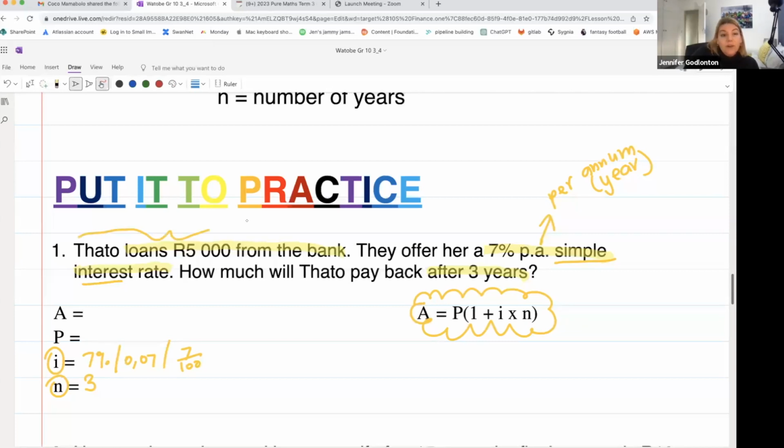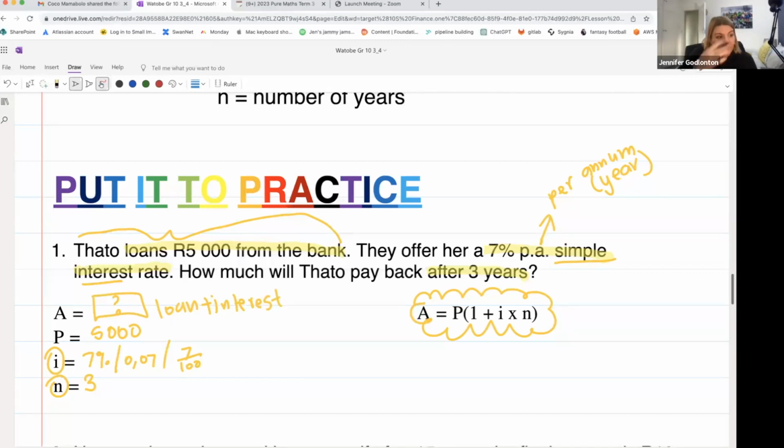Now we get to the complicated part. So Tato loans 5,000 Rand from the bank, and we want to know how much they'll have to pay back after 3 years. So is that 5,000 Rand going to be my P or is it going to be my A? I'm going to let some of these answers come in. Yeah, it's definitely P, it's what I'm starting with. Because we want to know what they're going to have to pay back after 3 years, which is going to be my loan plus interest. And so that's the thing we don't know, my A.